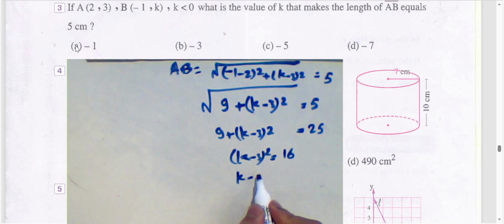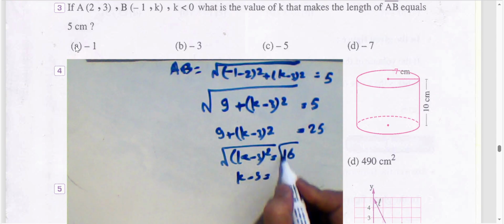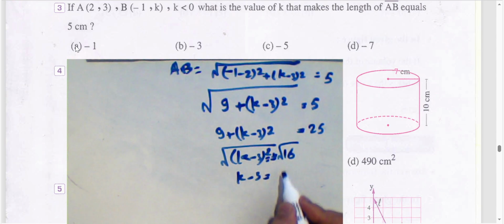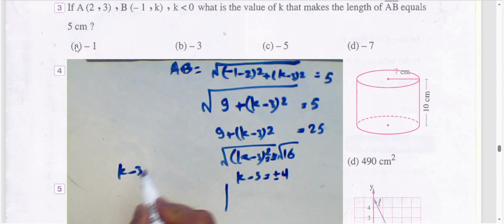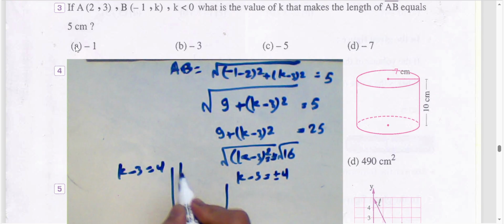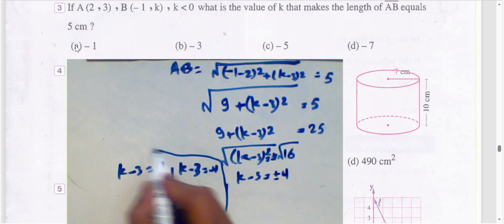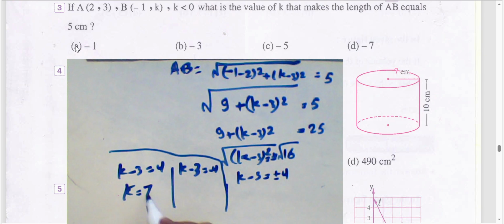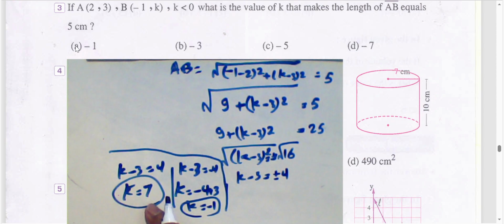Then k minus 3 will be equal, we can write square root on the left hand side and right hand side, write positive or negative to cancel power 2 here. Positive or negative, square root of 16 will be 4. Then we have two solutions. The first will be k minus 3 equal 4 or k minus 3 equal negative 4. K equal 3 plus 4 is 7 and k equal negative 4 plus 3, then the value of k equal negative 1. We have 7 and negative 1.